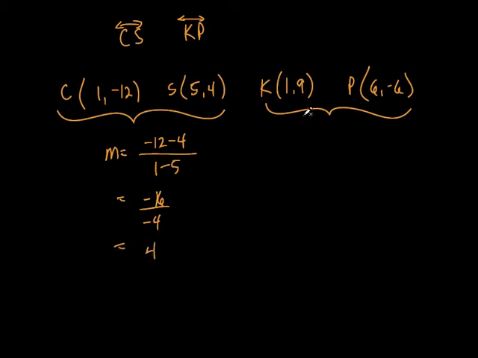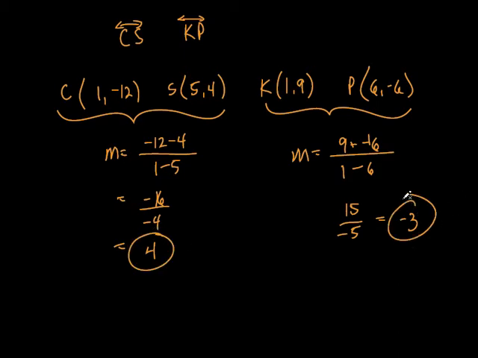Let's look at this one. Let's do the slope of this line right here. It's the change in y, so it's 9 minus negative 6 over the change in x, which is 1 minus 6. So that's 15, and that's over negative 5. That's positive 15 over negative 5, and what's that? That's negative 3, isn't it? So look at this slope. That's 4. That's negative 3.